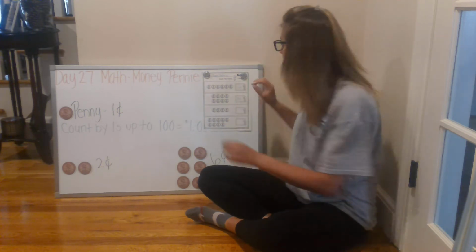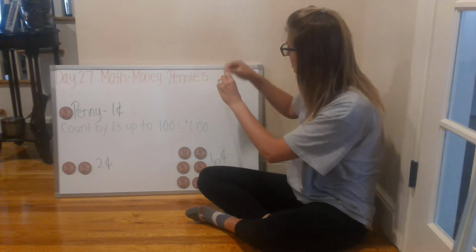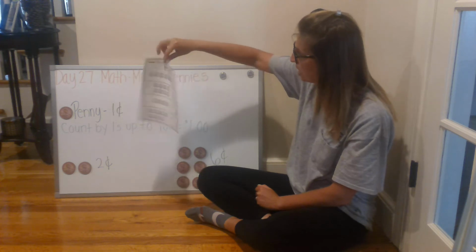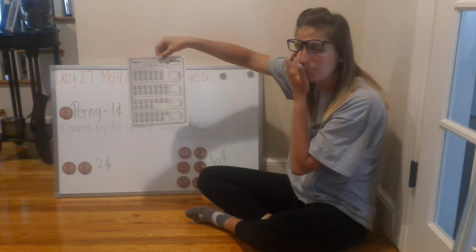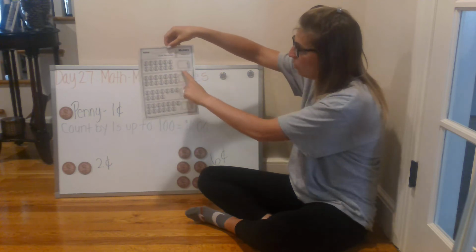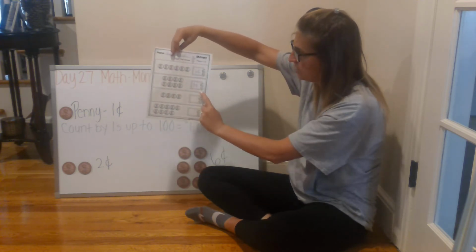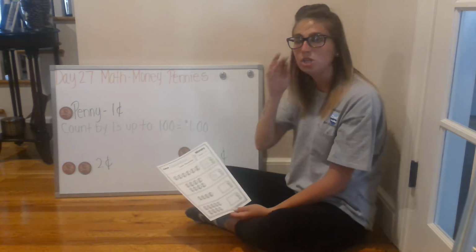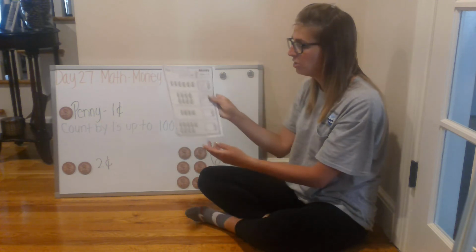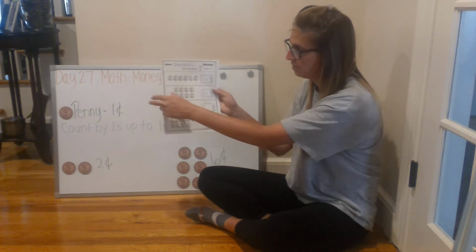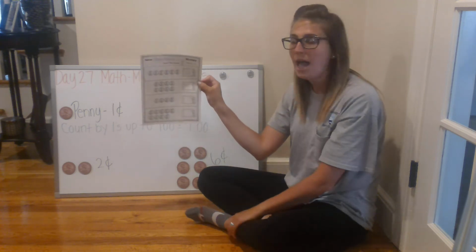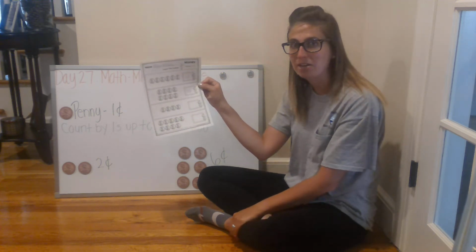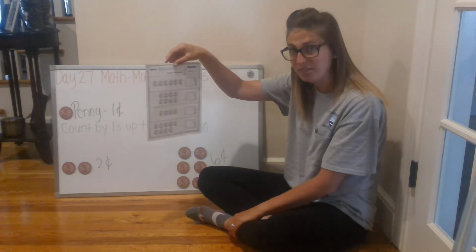So now your job is you're going to complete the rest on your own. You're going to complete the last 2 problems on this side, and then you're going to flip your paper over, and you're going to complete the back 4 problems on your own by writing the amount in the boxes just like we did here. Remember, a penny is 1 cent, and we count by ones up to 100, which equals $1. After you're done with your worksheet and completed the 2 problems on the front and then the 4 problems on the back, have your parents, an adult, or an older sibling send me a picture of your work so I can view it. And then that would be it for math today.